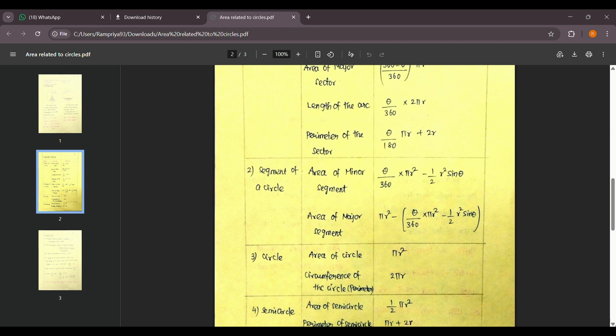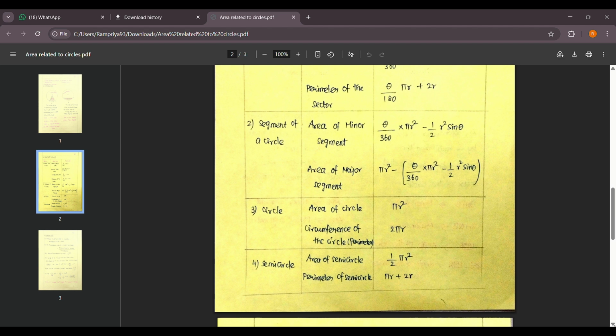Now next comes the basics, complete basics. Circle: the area of the circle is pi r square. The circumference of the circle, which is also the same as the perimeter, is 2 pi r. For a semicircle, the area is nothing but half of the area of the circle, which is half pi r square. Questions can also be asked on the perimeter of a semicircle. So that is pi r plus 2r.